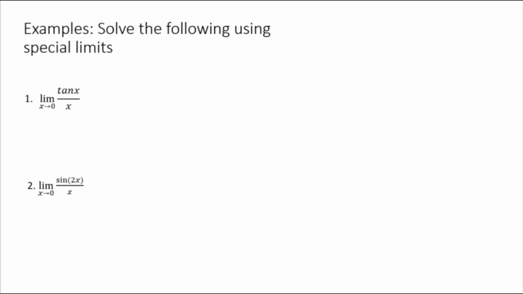Examples. Solve the following using special limits. So the goal here is to find a way to elicit those special limits out of this. The first instinct for number 1 would be to rewrite tangent into sine over cosine, because the special limits, our motivation, involve sine and cosine.